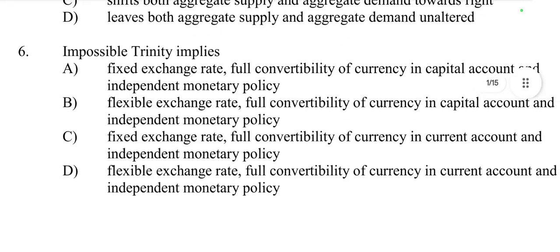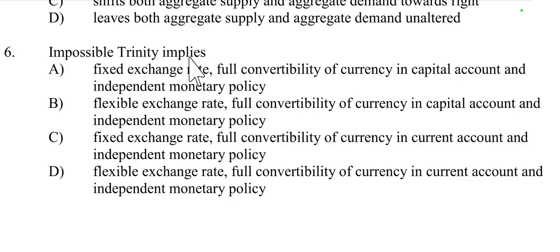Then question number 6: the impossibility trinity implies. So what is the impossibility trinity? Impossibility trinity means three. It is also called the trilemma. The trilemma implies that a country cannot simultaneously achieve the three policy goals. At a time the country cannot achieve all three policies.